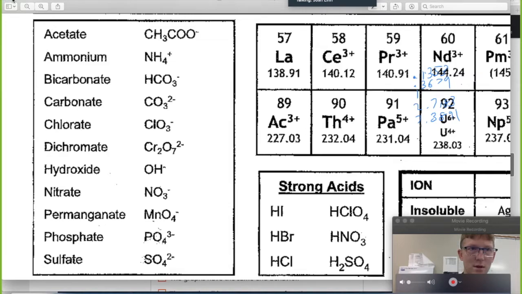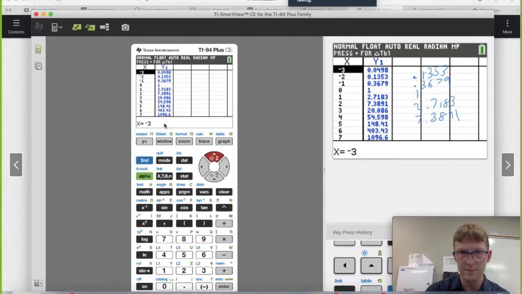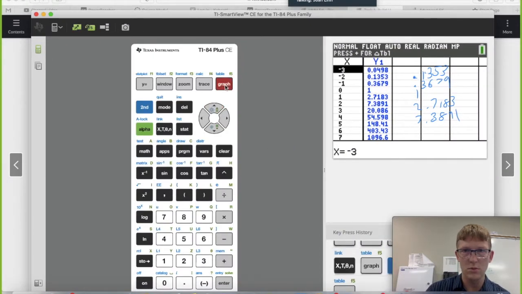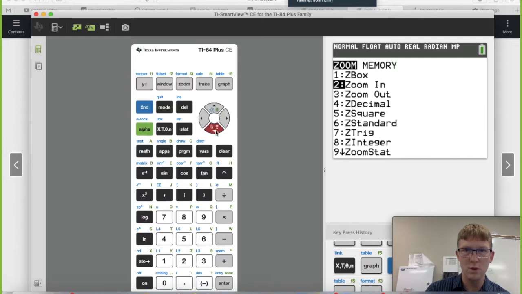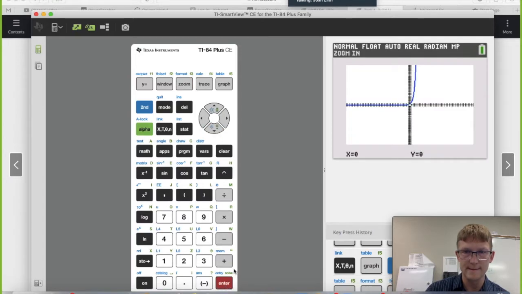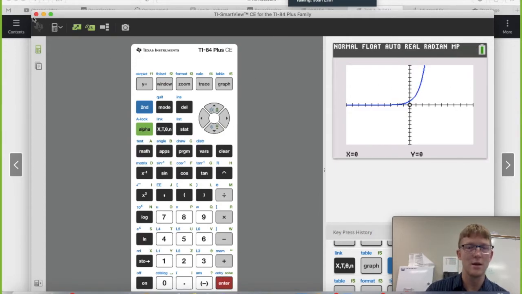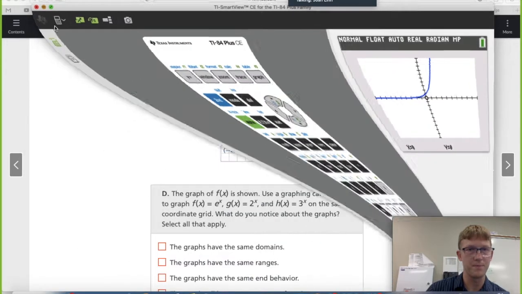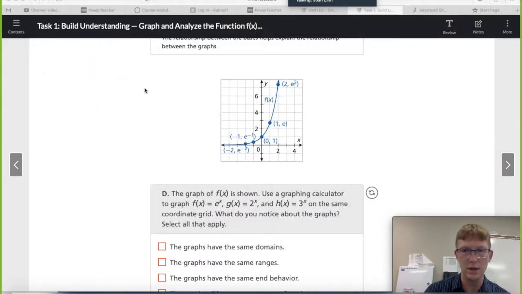You can see the same thing on your graphing calculator. That's not a graphing calculator, that's chemistry. So if we go over to our graph, we can even zoom in if we wanted to. It should look pretty similar to an exponential growth function. Go away, calculator. Thank you.